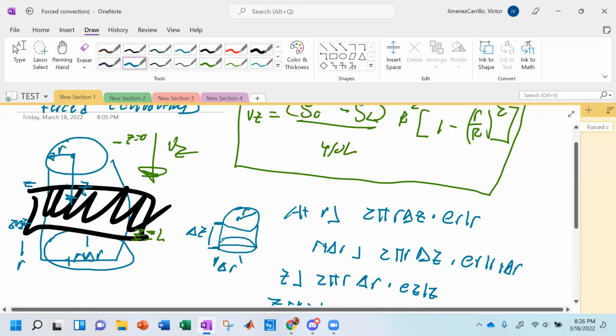Now let's talk about the outside. Looking back at the pipe, at r equals big R, which will be out here, the question doesn't tell us anything about h. It doesn't tell us that there's a liquid medium or a fluid medium having heat transfer.